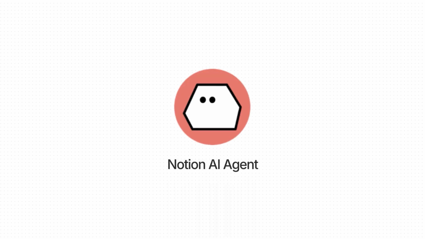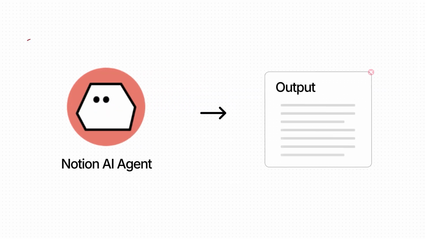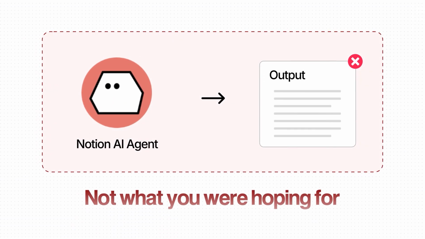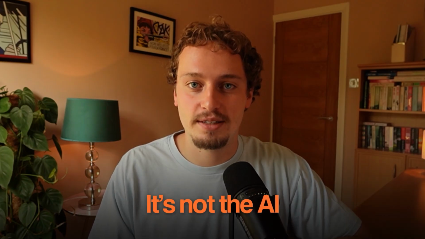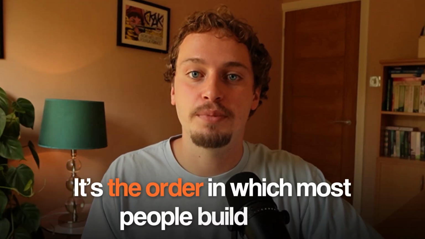If you've set up a Notion AI agent and the output wasn't what you were hoping for, you're not alone. The most common reason Notion AI agents produce bad results has nothing to do with the AI itself. It has to do with the order in which most people build them.